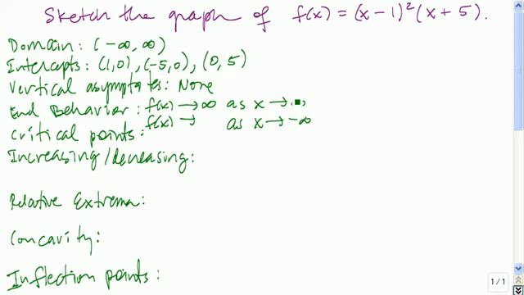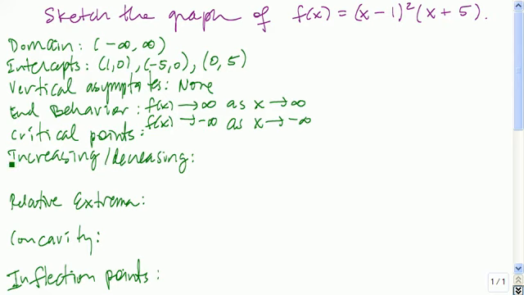Okay, if you're not familiar with end behavior of polynomials, you can take a look at my video called The End Behavior of Polynomial Functions. Okay, now as x goes to negative infinity, this first piece here, when we square it, is going to go to positive infinity. This piece here is going to go to negative infinity. So we have something going to positive infinity times something going to negative infinity, and so net, that's going to go to negative infinity.